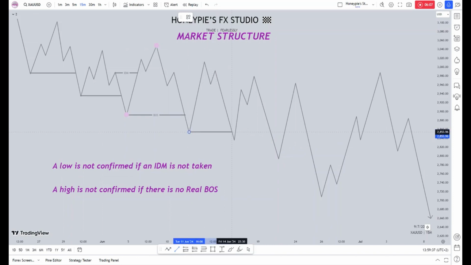Okay, now this point here is a proper low and a break of structure, because an inducement over here has been taken. This is an inducement here. Like it's being said over here, a high is not confirmed if there is no real break of structure. That is, this high won't be confirmed if this is not a real break of structure.